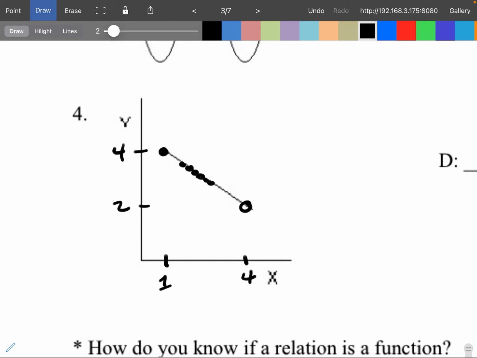And I'll come back and do the domain and the range. How many points are on that thing? 2, 4. Well, you have another point here, right? You have a point there, and a point there, and a point there, and a point there. How many points? Infinitely many? Yeah, there's infinitely many points on there.